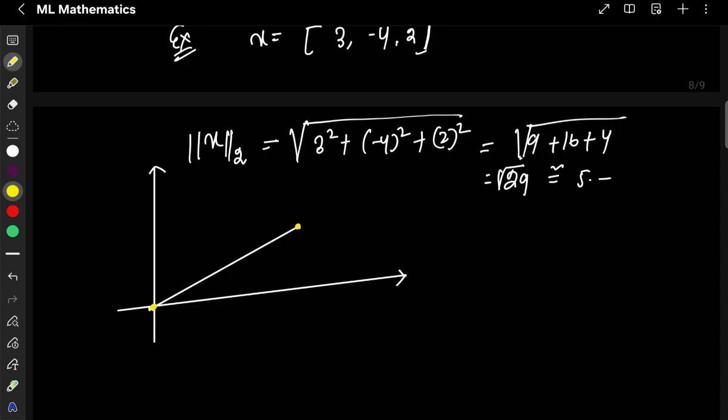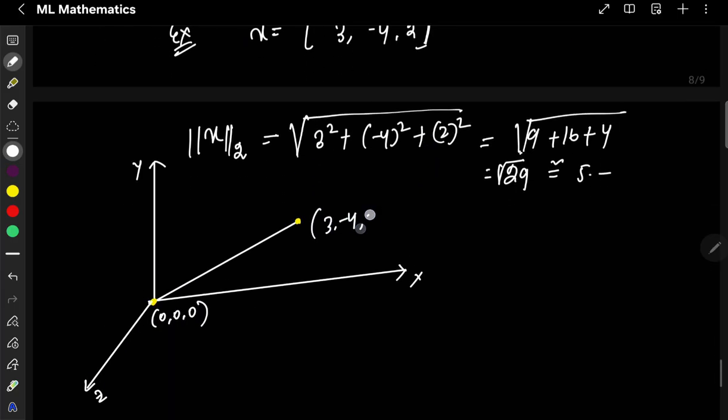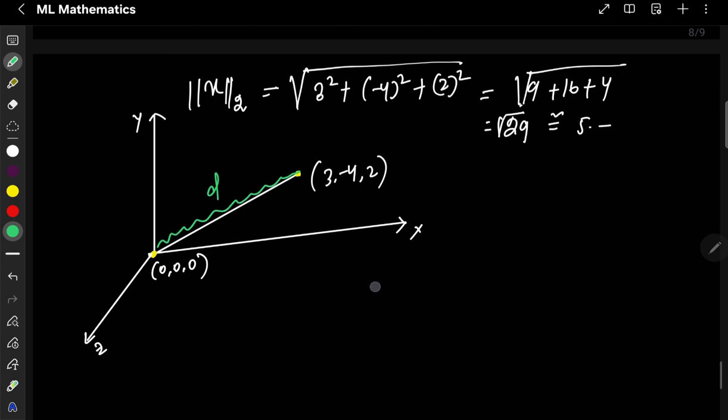Why? We should have a three-dimensional vector, right? Currently we have a two-dimensional vector, right? Oh sorry, because we have 3 points now, x, y and z, right? So let's say the origin is 0, 0, 0, and your point is 3, minus 4, 2, and you are finding the distance, which is d, and I'm saying that d is nothing but my Euclidean distance.